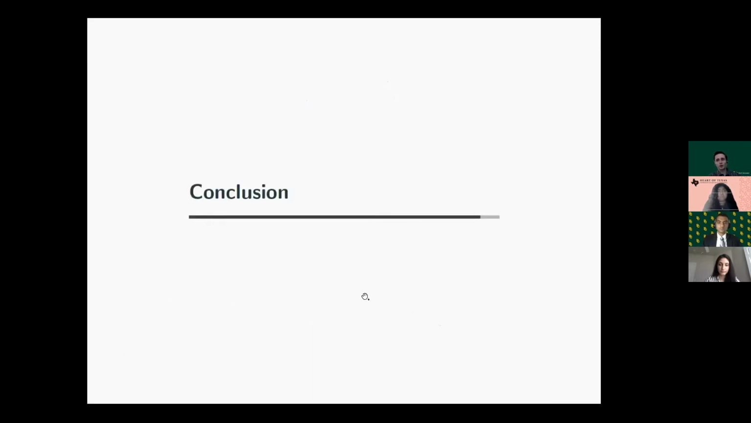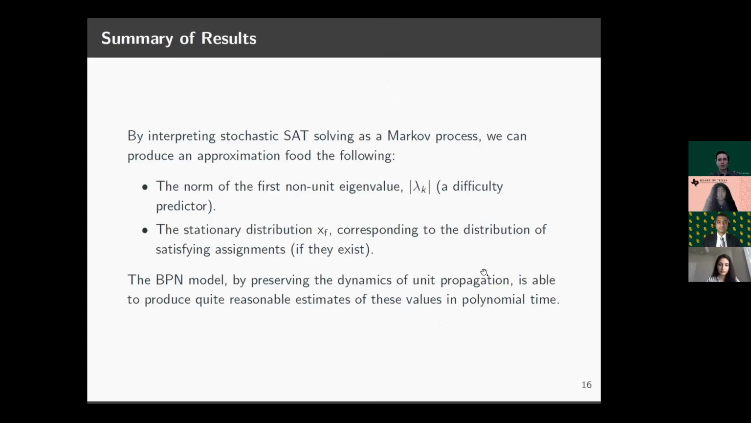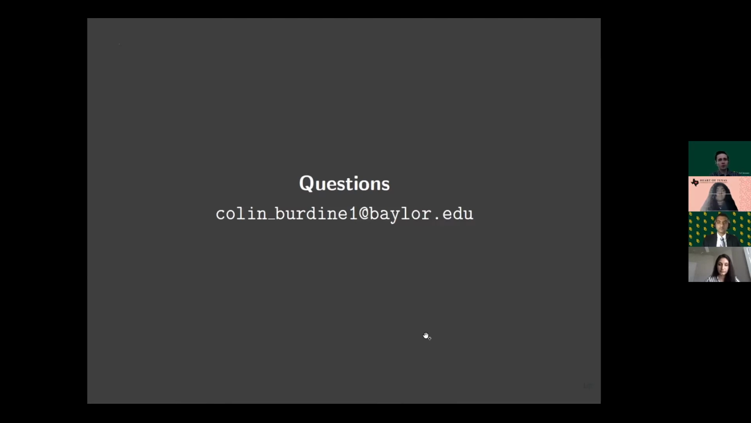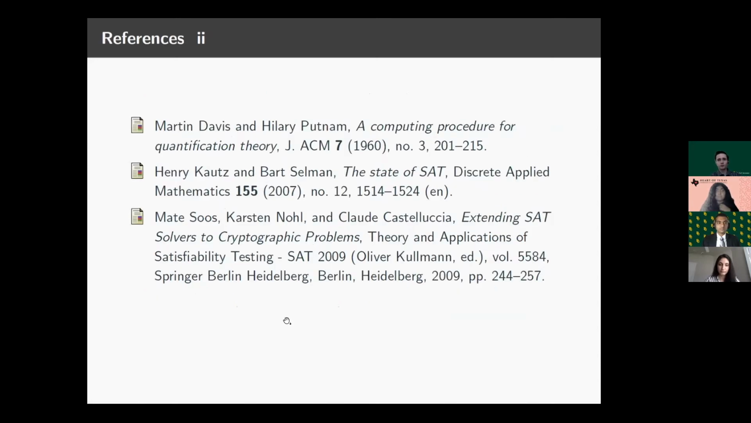I'm about running out of time, so I'll just hop to the conclusion and say that by interpreting stochastic SAT solving as a Markov process, we can approximate the following. We can approximate the norm of the first non-unit eigenvalue, lambda k, and we can also approximate the stationary distribution. And so this model, by preserving the dynamics of unit propagation, can produce quite reasonable estimates of these values in polynomial time. So I guess I'll open up the floor to questions. And these down here are my references.